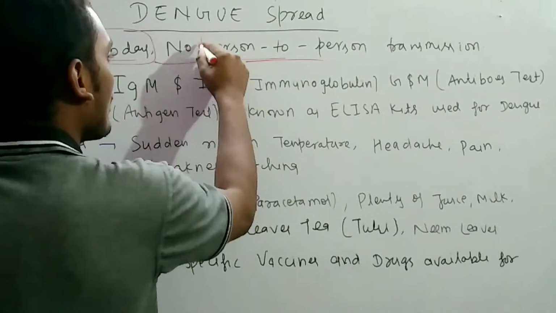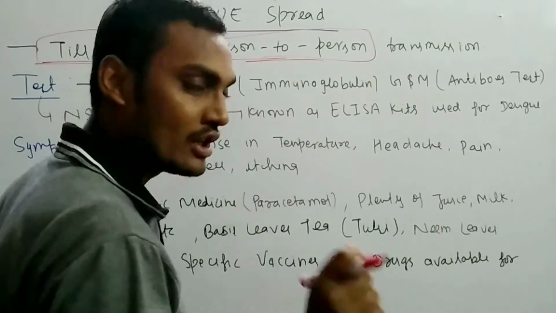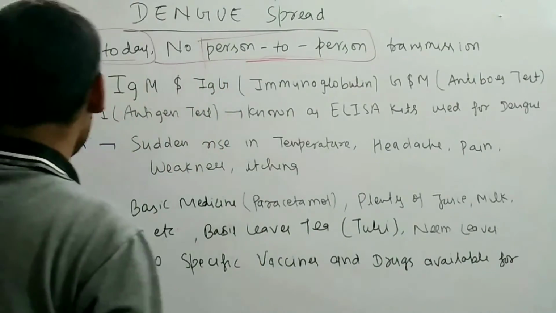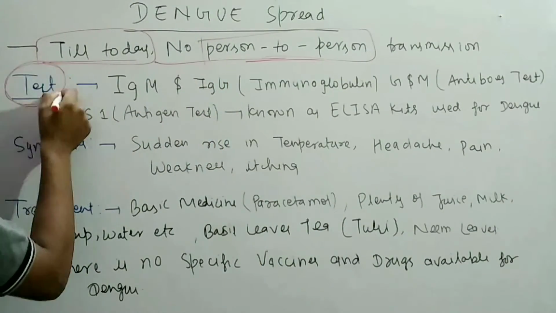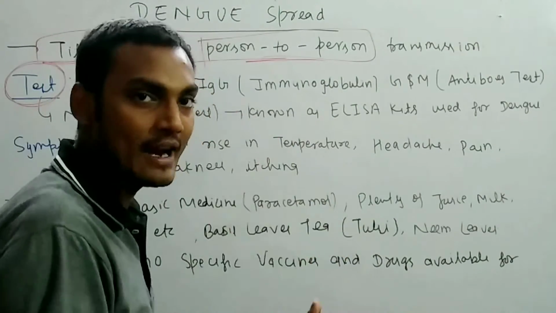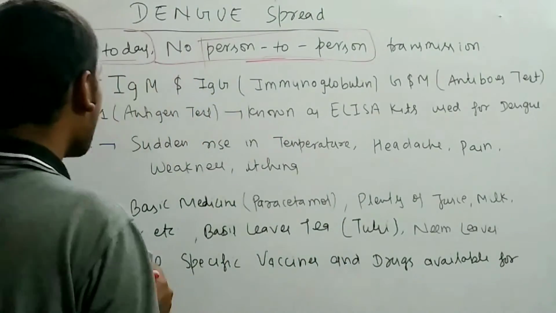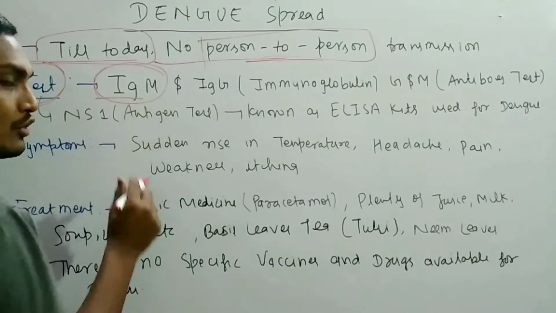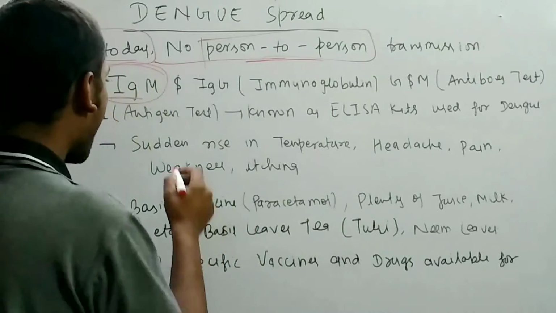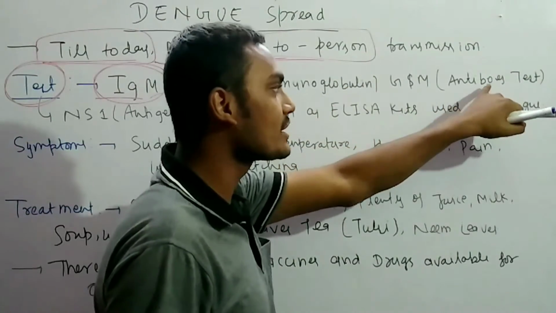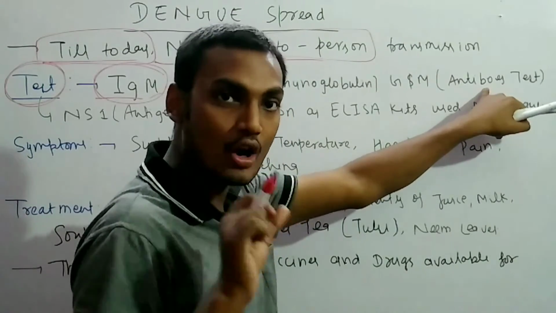So this is another important point, because it can be harmful. Remember that this can only be spread through the dengue mosquito. If we talk about the test to find out whether a person is infected with dengue or not, remember that there are two tests: immunoglobulin M and immunoglobulin G, which are basically antibody tests. So remember that it is the antibodies test.